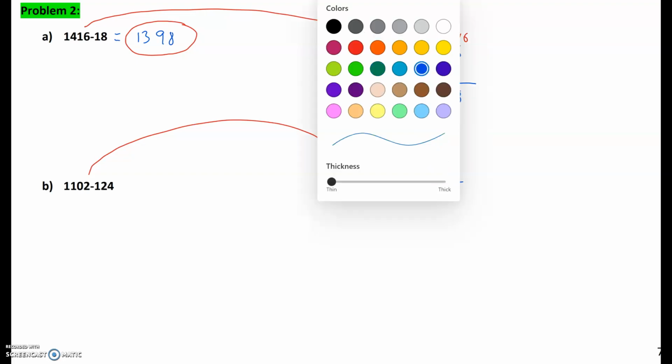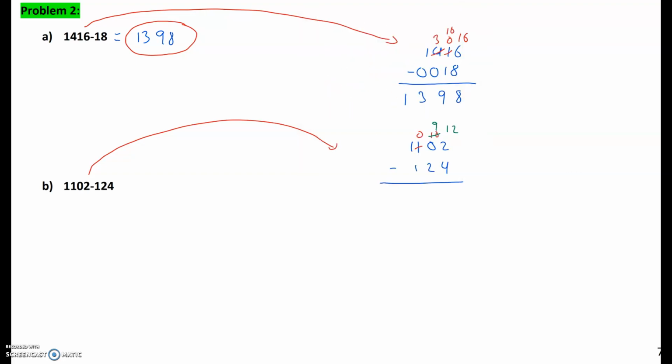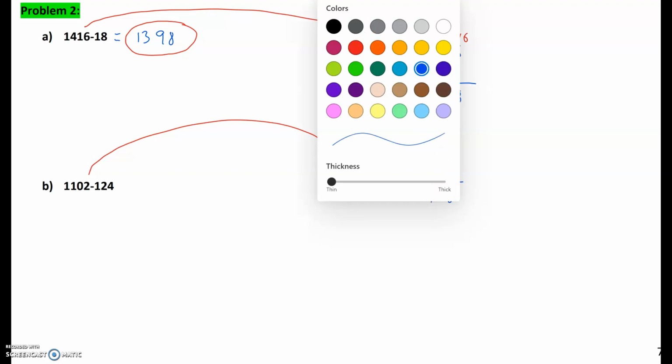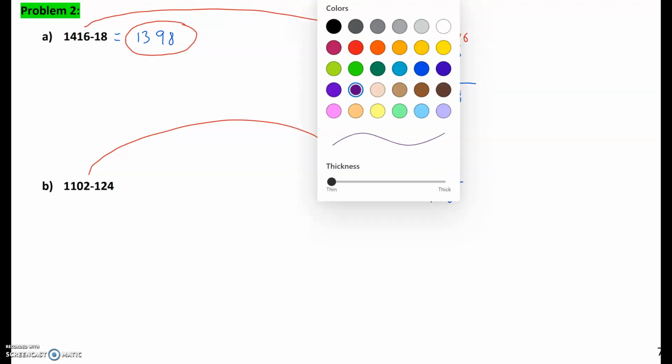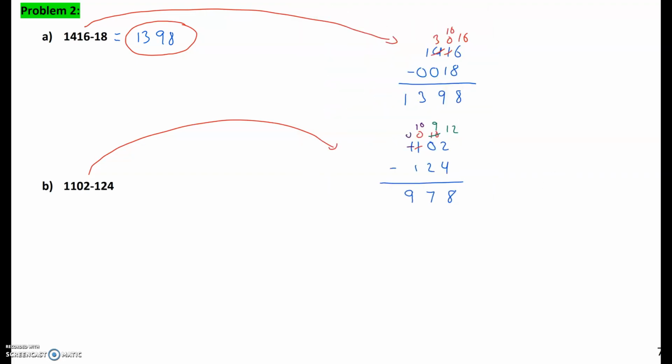So as we do the subtraction, 12 minus 4 is equal to 8. Then 9 minus 2 is equal to 7. And then we have to borrow again. Let me use this color. So this is now a 0, and this is a 10. 10 minus 1 is equal to a 9. So for this one, our answer is equal to 978.